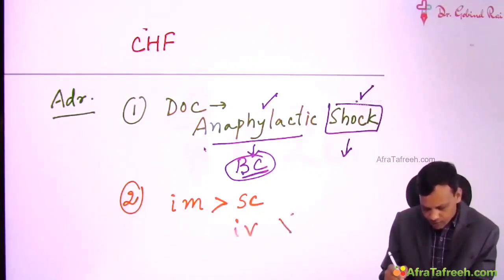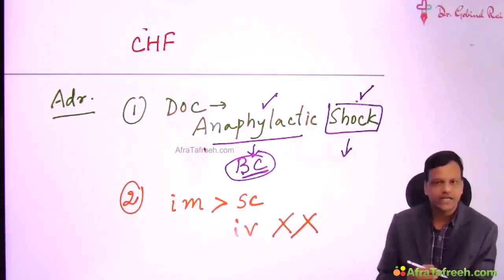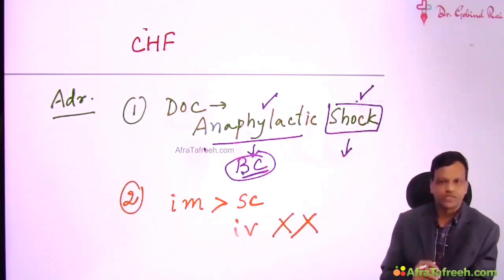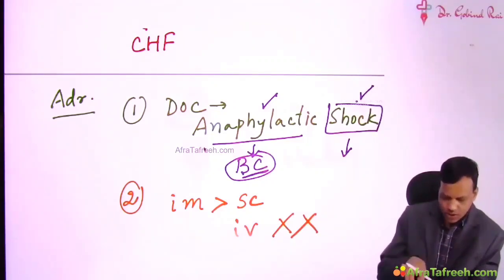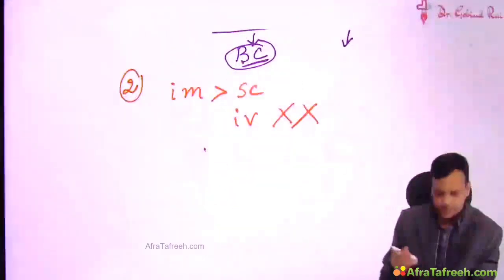IV should not be the answer because intravenous adrenaline is highly arrhythmogenic. It can lead to death of the person. The route of choice is intramuscular. If not in the options, then subcutaneous.